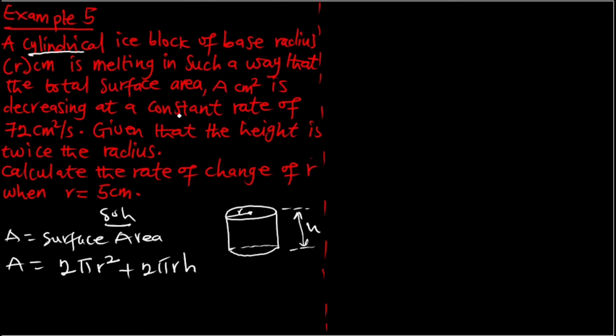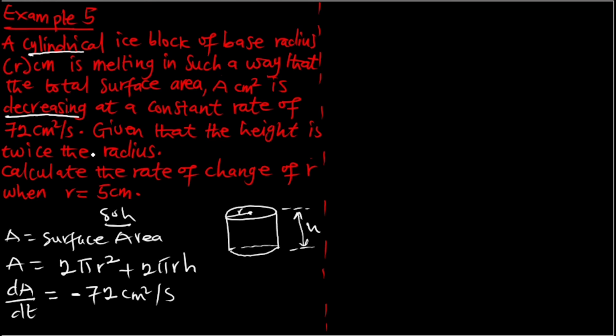And it is decreasing at a rate of 72 centimeters squared. The area is decreasing at a rate, that means with respect to time, and it is decreasing. Pay attention. All we've been doing was increasing, but here it is decreasing. So can I say the area decreasing with respect to time is equal to negative 72 centimeters squared per second. Why negative? Because it is decreasing. If it is increasing, just positive 72, but since it is decreasing, negative 72. Are we good?